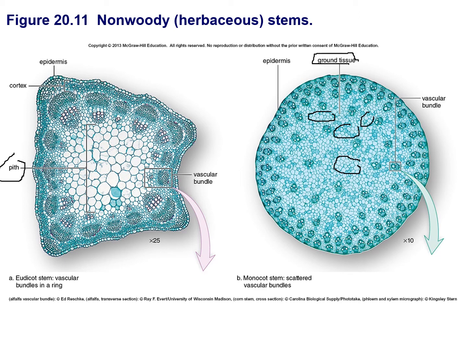Okay. But then if you look at the vascular bundles, the eudicot, they're on the outside. The vascular bundles on the monocot, they're pretty much everywhere. So depending on your type, that's going to really determine your, I guess, purpose and your methods of forming these stems. So these are all herbaceous ones.